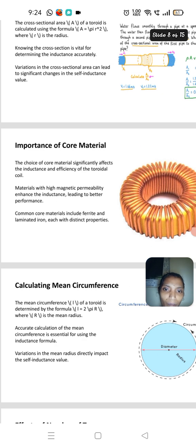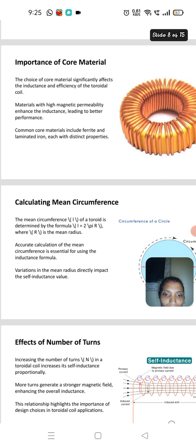Importance of the core material. The choice of a core material significantly affects the inductance and efficiency of a toroid coil. Materials with high magnetic permeability enhance the inductance, leading to better performance. Common core materials include ferrite and laminated iron, each with distinct properties.